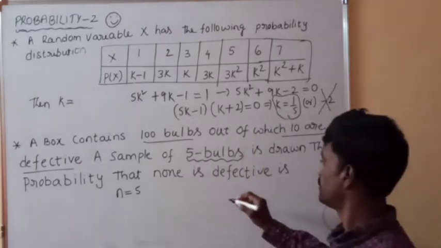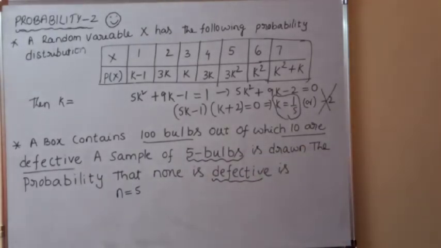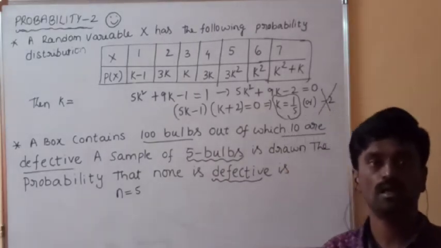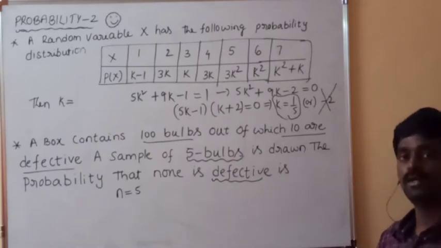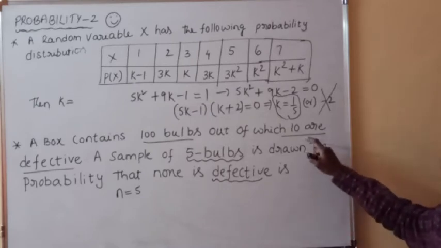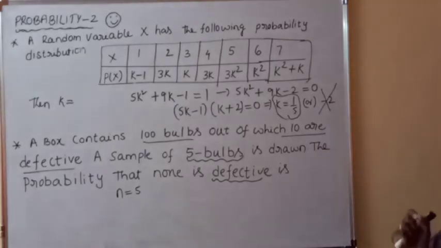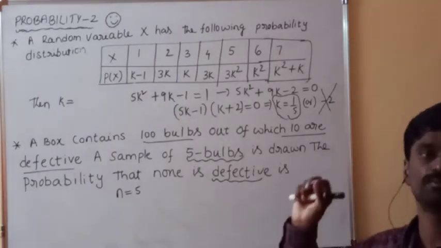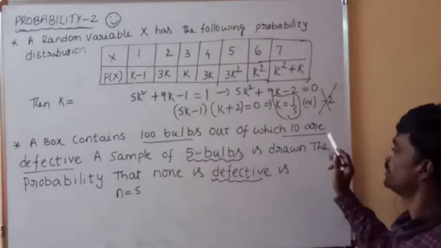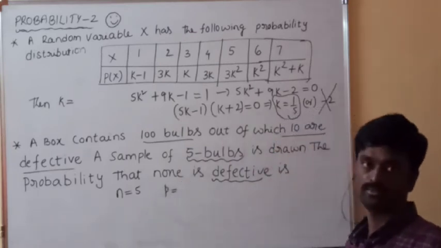So in the problem, they are asking about defective bulbs. So here we have to take, let capital X be the number of defective bulbs. Then small p becomes the probability of drawing a defective bulb. So through this first line we can identify the probability of drawing a defective bulb from that box. A box contains 100 bulbs, out of which 10 are defective. Then small p is equal to the probability of drawing a defective bulb.